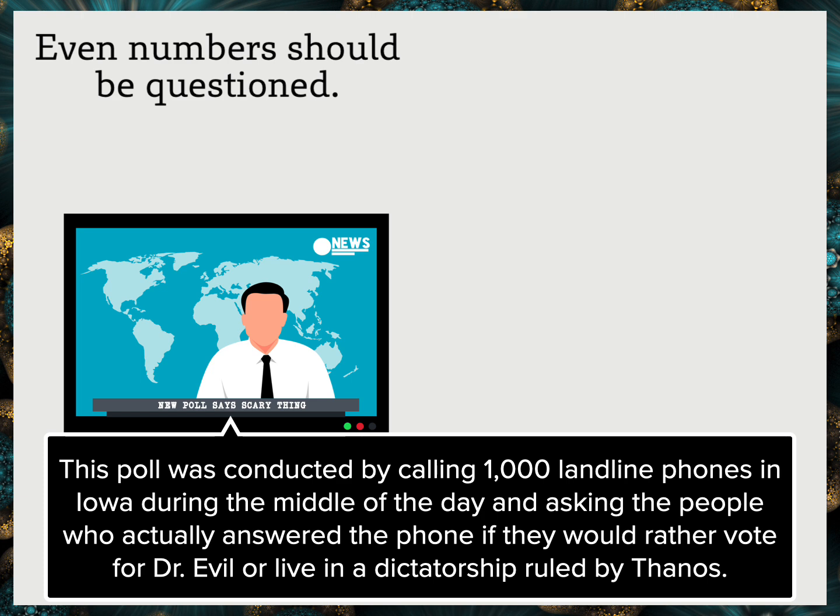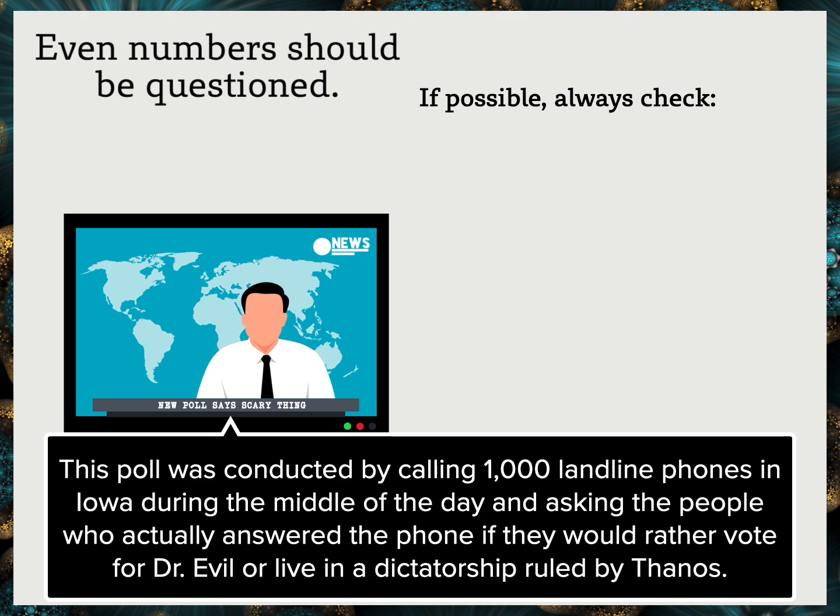And look at what question they asked people. They didn't ask, who are you voting for or who do you want to vote for? They asked, would you rather vote for Dr. Evil or live in a dictatorship ruled by Thanos? Now, given those two options, a lot of people would probably choose Dr. Evil because you have a better survival rate. That doesn't mean they actually want to vote for Dr. Evil. Doesn't mean they like him. Just means it was the better of the two options. Now, this is an extreme funny example, but just goes to show you have to question even numbers.